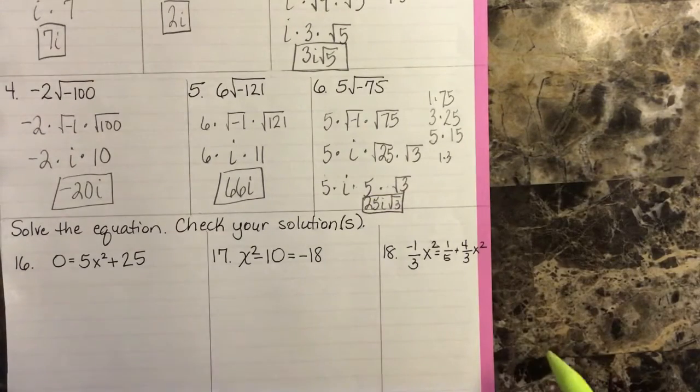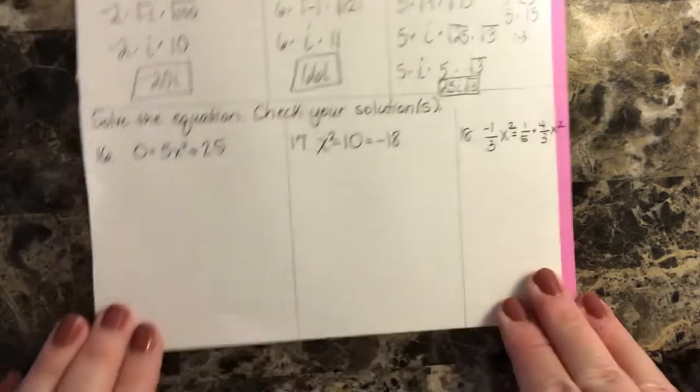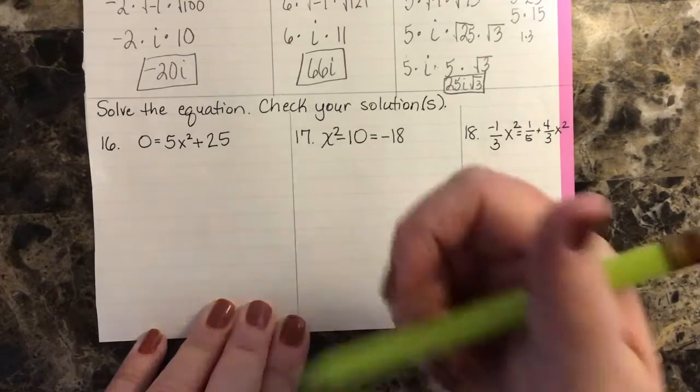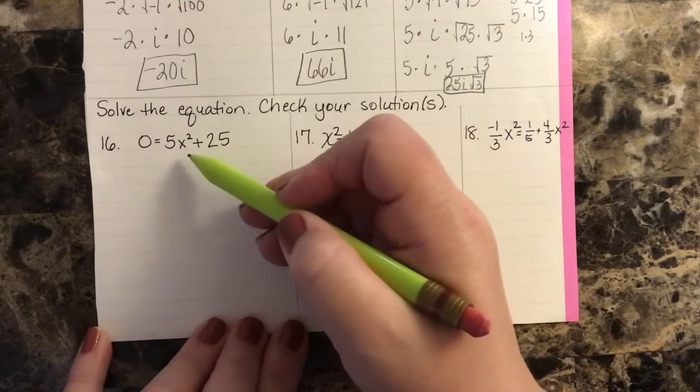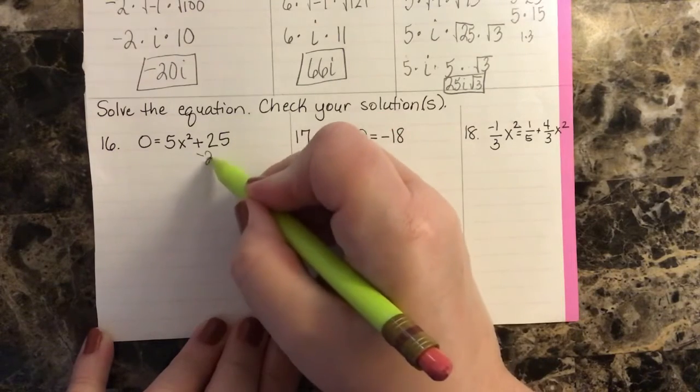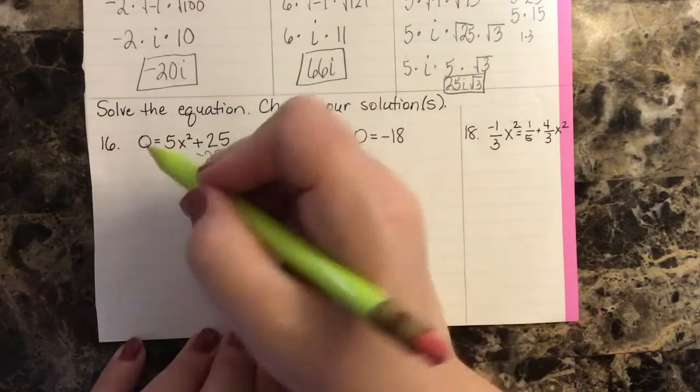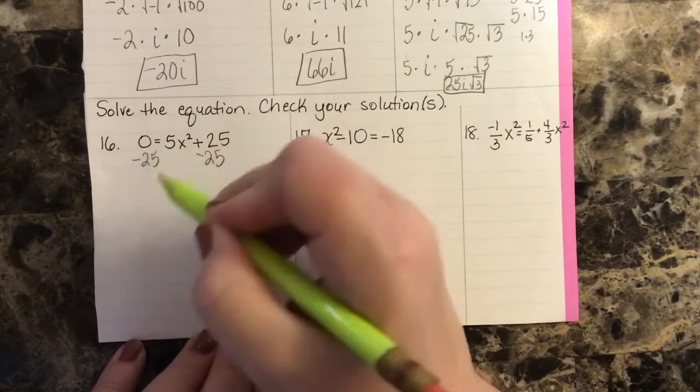Okay, so that finishes those problems, and now we'll do 16, 17, and 18. When we do these, we are trying to get x alone. So like you've been doing for quite some time, we're going to subtract 25.